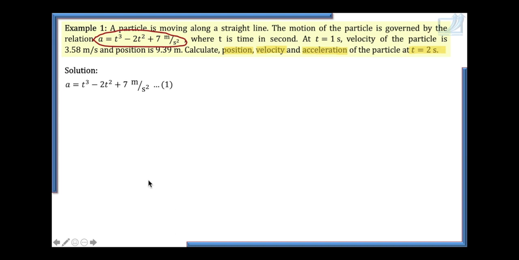And one very important thing: when acceleration is not a constant, when acceleration is not uniform, then v is equal to u plus at, and x is equal to ut plus half at squared, these equations are not to be used. So in this problem, you are not going to use v is equal to u plus at and x is equal to ut plus half at squared.